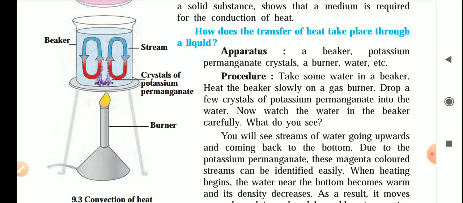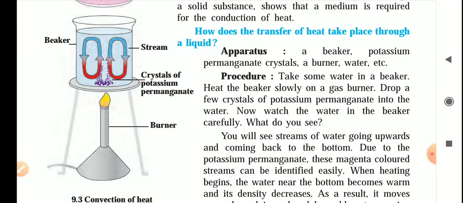What do you see? As the water from the bottom part of the beaker is heated, its density decreases and it moves to the surface. Now it is replaced by the cold water from the upper part of the beaker. Now a stream of water is being generated. The hot water moves upwards and the cold water moves downwards.